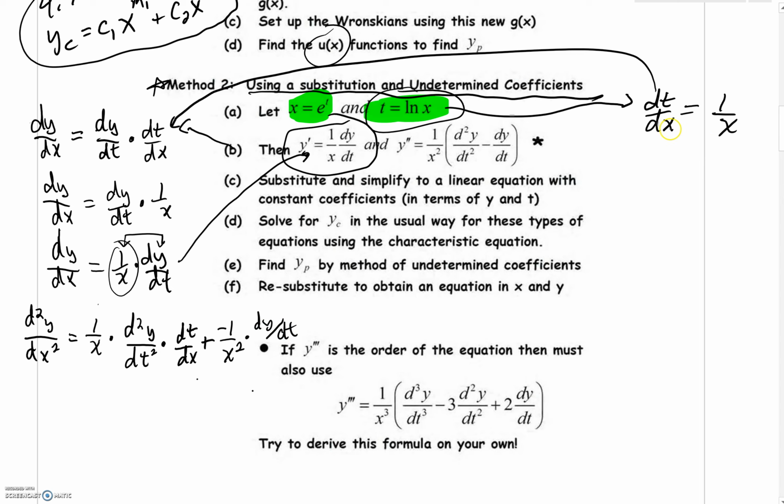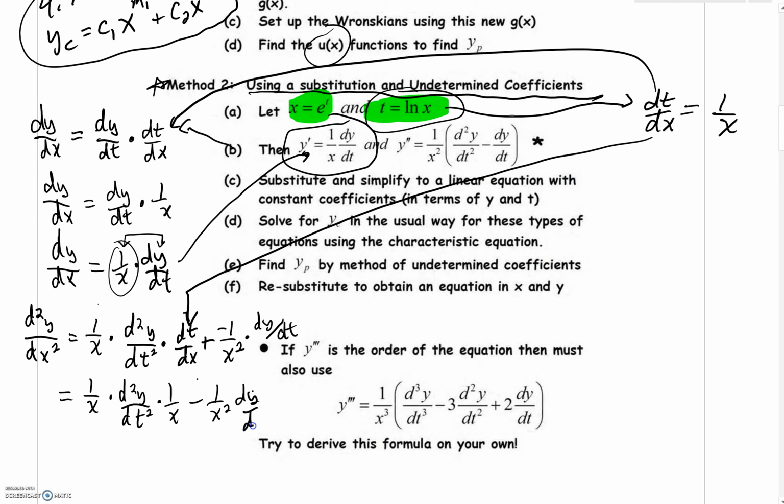But here we go again. dt/dx right here is 1 over x. So I'm going to write this as 1 over x times, here's our second derivative of y with respect to t. Here's your 1 over x. And this I'm just going to write as minus 1 over x squared dy/dt.